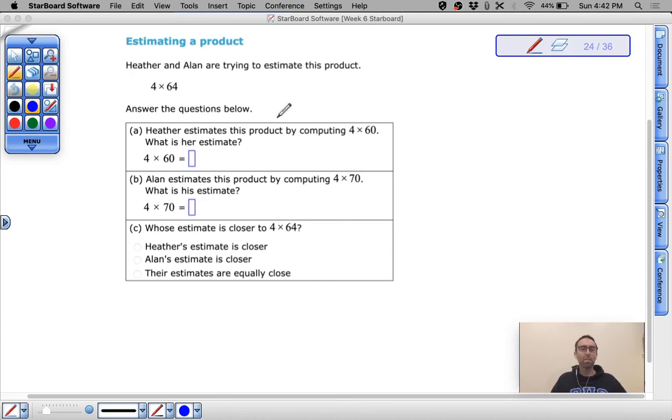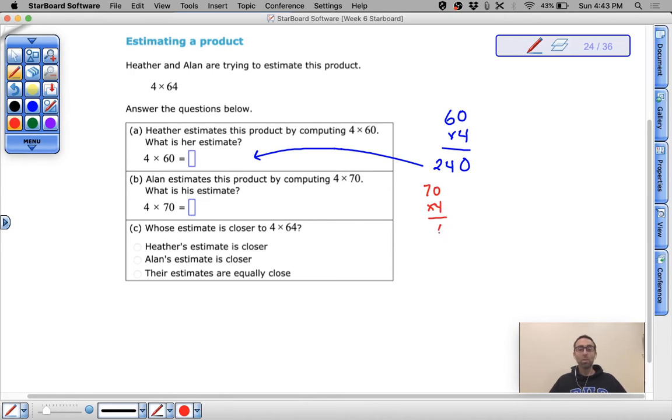First part, Heather estimates this product by computing, or solving, 4 times 60. What is her estimate? So if I'm doing 4 times 60, I'm going to put my 60 first and then my 4 on the bottom. 0 times 4 is going to be 0. 4 times 6 is 24. So the answer over here is going to be 240. Now we have Alan. He estimated by rounding 64 up to a 70. So what is his estimate? So I'm going to have 70 times 4.